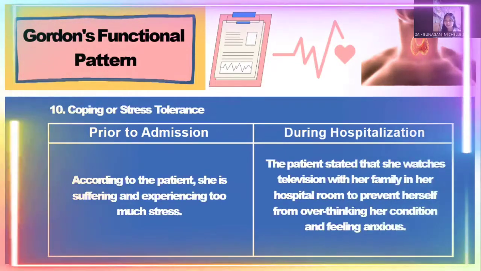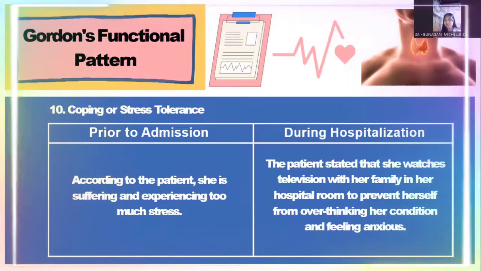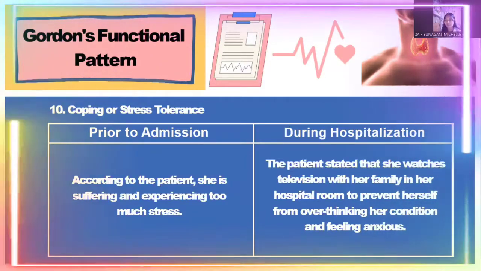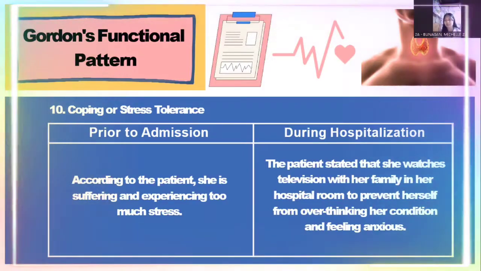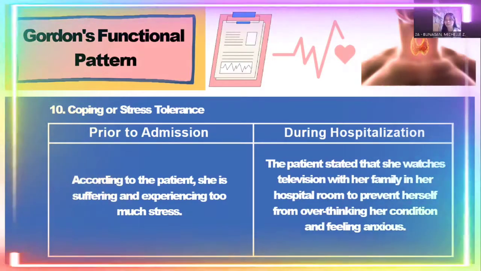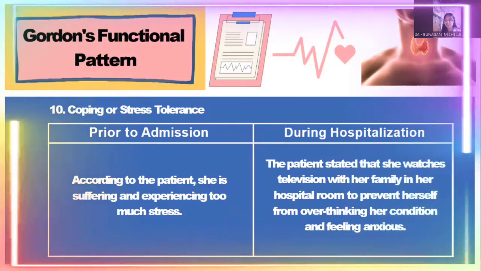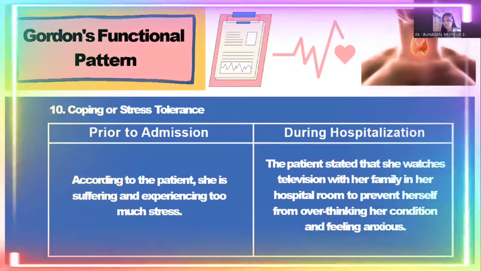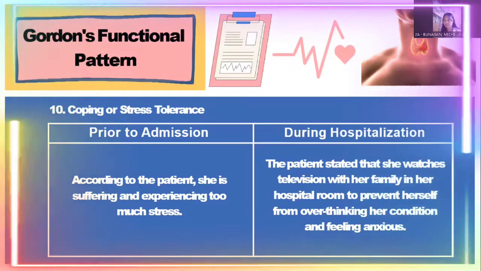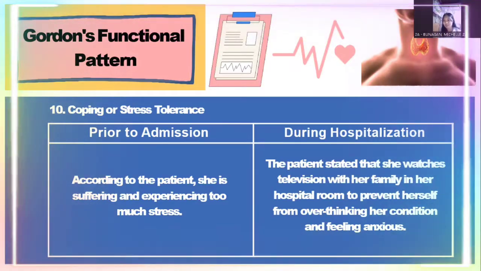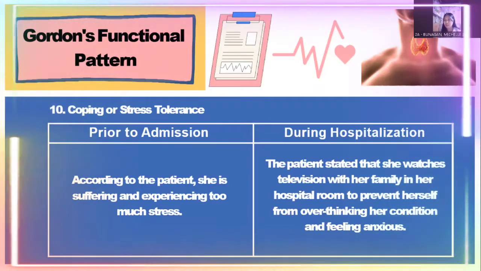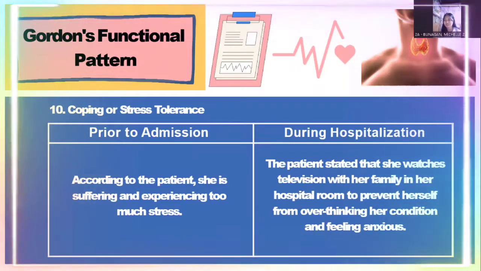Next, please. And for the coping and stress tolerance, prior to admission, according to the patient, she is suffering and experiencing too much stress. And during hospitalization, the patient stated that she watches television with her family in her hospital room to prevent herself from overthinking and feeling anxious. Next, please.